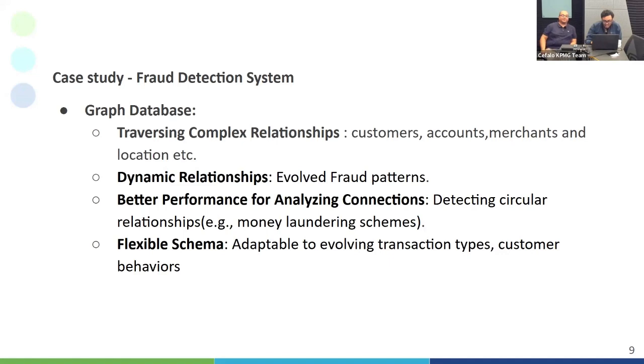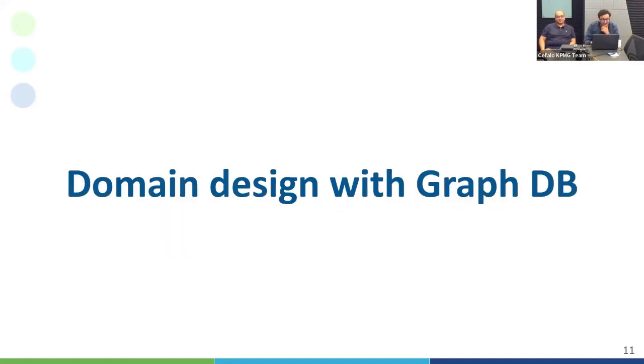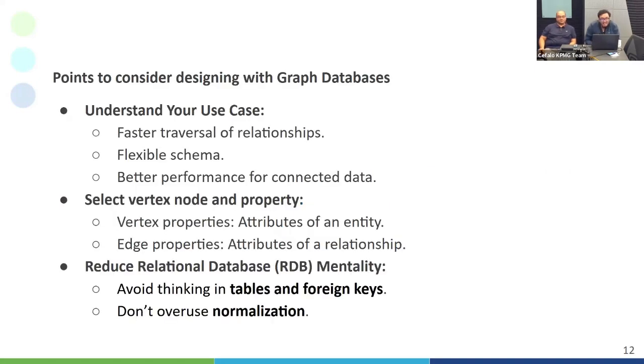Let's see how we can do the domain design for graph databases. As Mahfuzullah is saying, first of all you have to understand your use cases. Do these things need to change frequently over time? Do we need a flexible schema? And are the data patterns basically connected data patterns? Let's think about social media networks. Social media is basically interconnected data patterns.